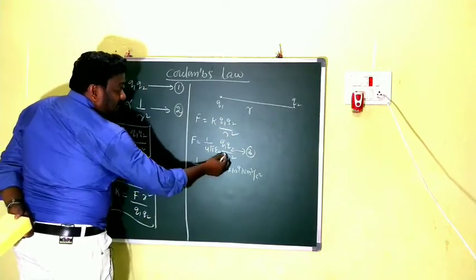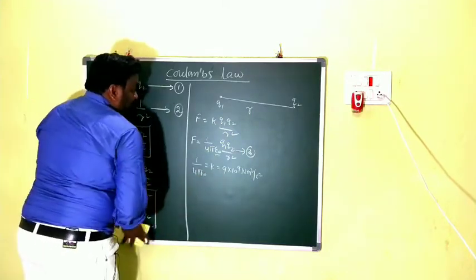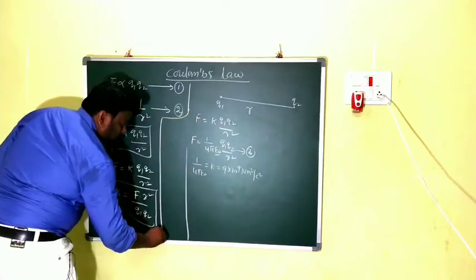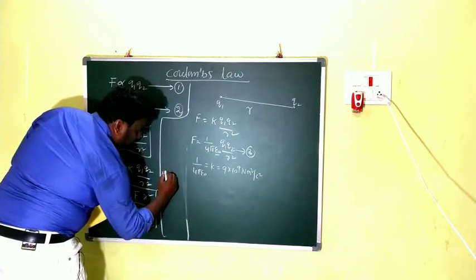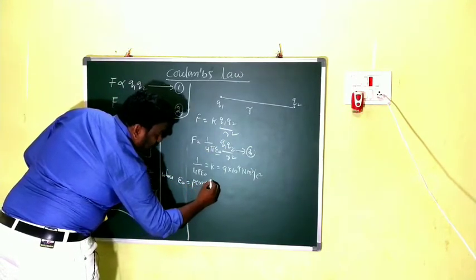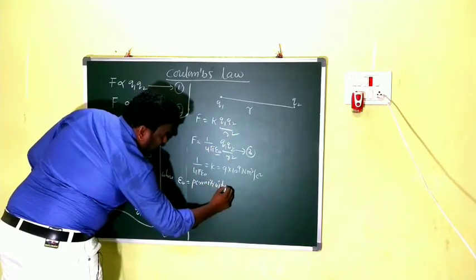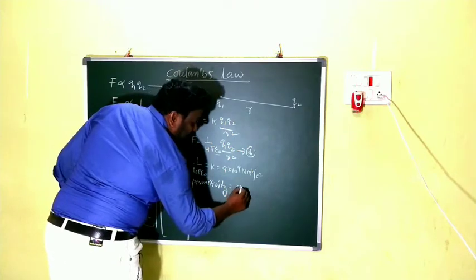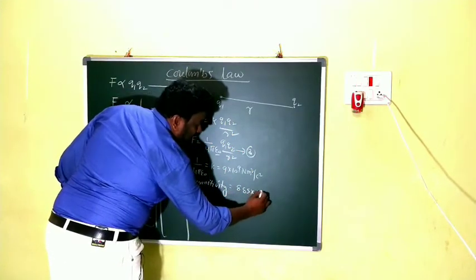So here epsilon naught, where epsilon naught is called permittivity. What is that? Permittivity in free space. The value here is 8.85 into 10 power of minus 12.